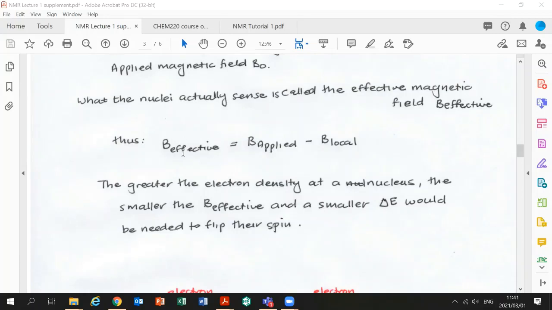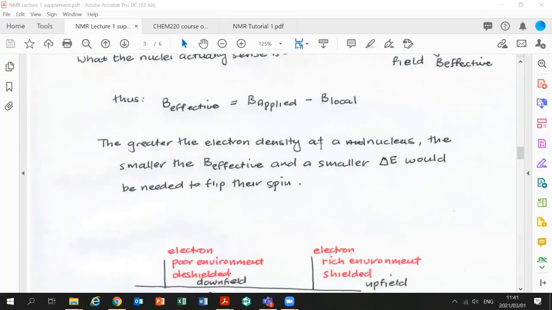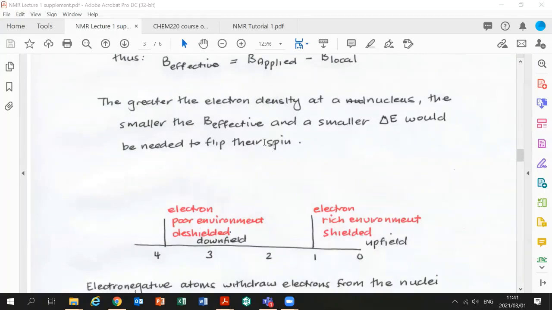So I need less energy to be converted from the alpha spin state to the beta spin state, because this local magnetic field opposes a lot of the applied magnetic field. All right, so the greater the electron density at a nucleus, the smaller the effective magnetic field, and a smaller energy would be needed to flip the spin. I spent some time talking about flipping the spin from the alpha state to the beta state and relaxing again. All right, so in an electron-rich environment, we say we have a shielded environment. Remember, you've got your pads on here.